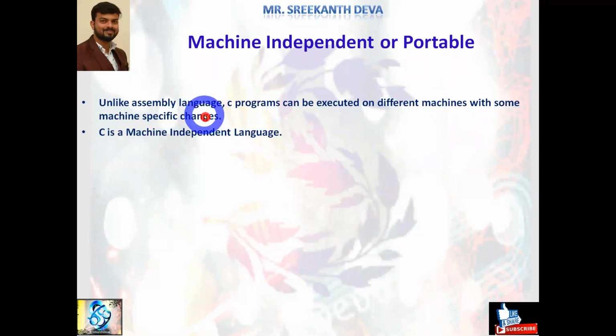C is machine independent, or portable. Unlike assembly level languages, which are low level languages, C programs can be executed on different machines with some machine specific changes. C is a machine independent language. When we discussed generations of languages, the first and second generation programming languages are machine dependent languages that can run only on a specific machine. But from third generation languages onwards, all high level languages and middle level languages come under machine independent languages. C is a machine independent language.